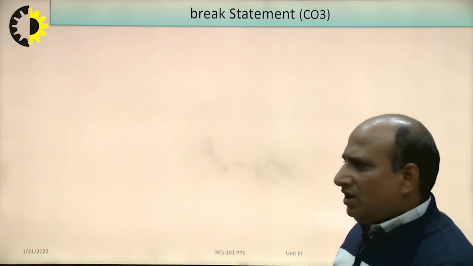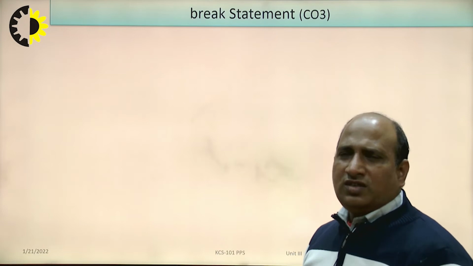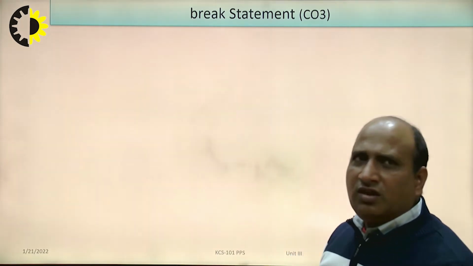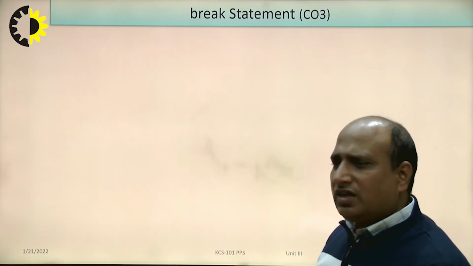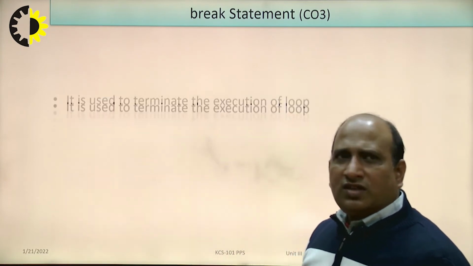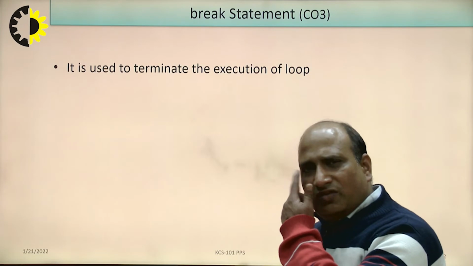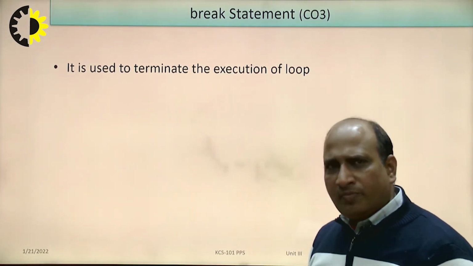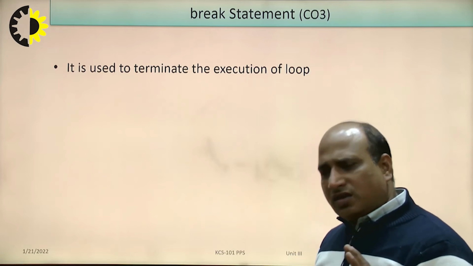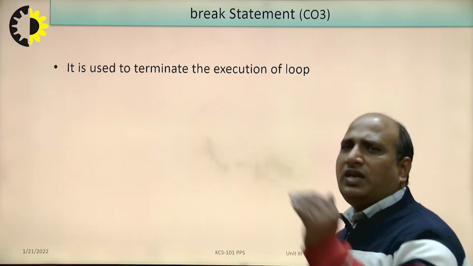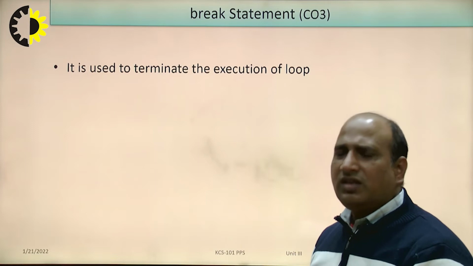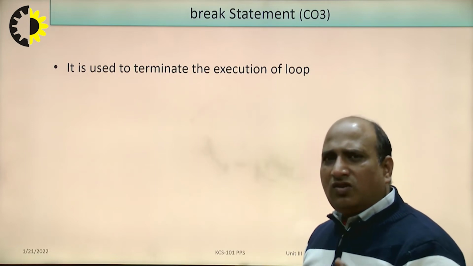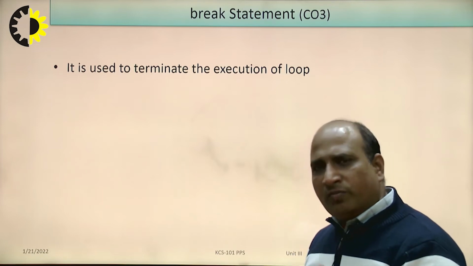Now there are two keywords that we generally use in looping. First is the break keyword, and second is the continue keyword. First, the break keyword. Whenever the break keyword is encountered in a loop, the control will jump outside the current loop. Whenever the break keyword is encountered, the control will move outside the loop.